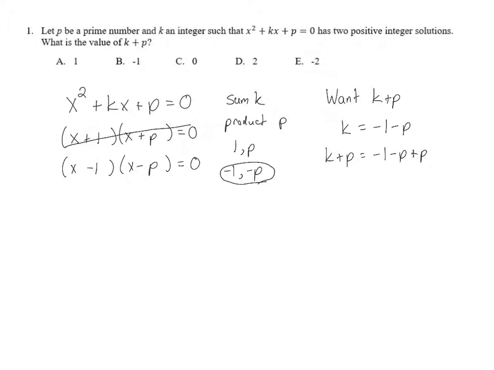The negative p and the positive p cancel out on the right, and we end up with k plus p equals -1, which is answer choice B.